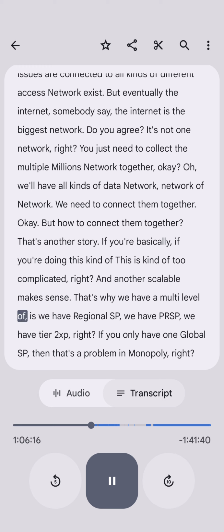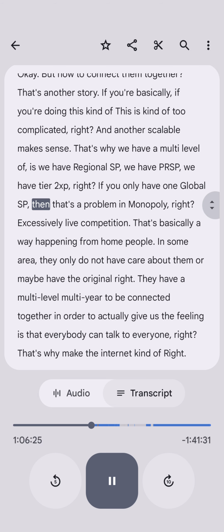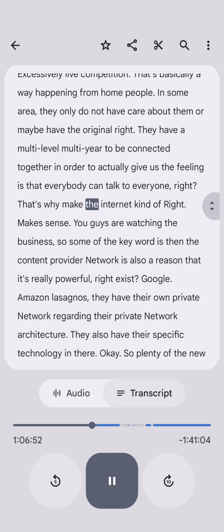That's why we have multiple levels of ISPs. We have regional ISPs, tier 1 ISPs, tier 2 ISPs, right? If you only have one global ISP, then that's a problem. It's a monopoly, right? We need competition. That's why we need multiple tier 1 ISPs. Then in some areas they do not have tier 1, they maybe have regional, right? They have a multi-level hierarchy to connect together, in order to give us the feeling that everybody can talk to everybody, right? That's what makes the internet powerful. Make sense? You guys watched this.